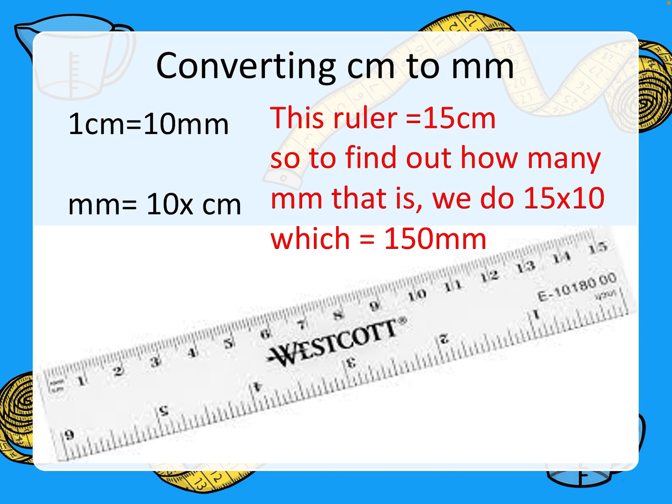But if we look at this ruler, we can see the 15 centimetres. And yes, if we wanted to see how long that is in millimetres, we times that by 10 because there are 10 millimetres in 1 centimetre. So that would mean that the ruler is 150 millimetres long. So if we counted all those lines that you can see there, there would be 150. So we can say that ruler is 15 centimetres long, or we could say it's 150 millimetres long.